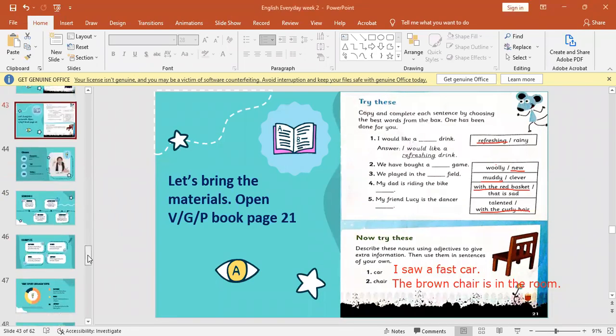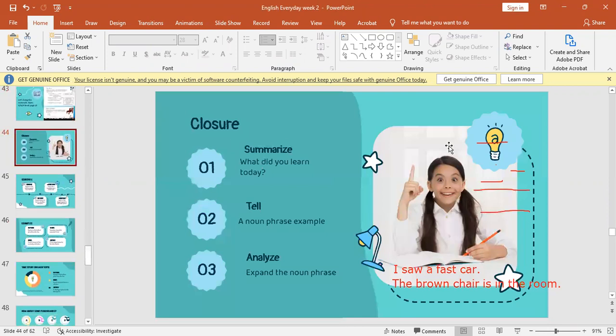So let's see if we actually understood what we did today. So guys, can you summarize what you have learned today? Okay, when you're done, can you tell us what a noun phrase is? Use an example to tell us. Now let's analyze. And can you expound on the noun phrase you have given as the example? Okay, if you have done all that, that means you're good to go.